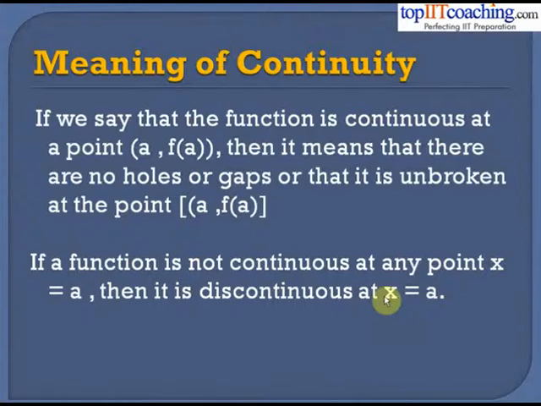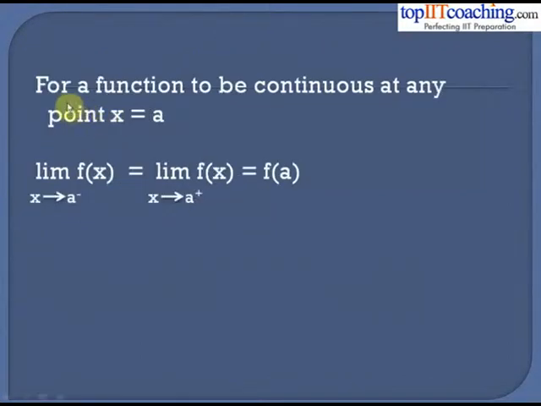So the condition for any function to be continuous at a point x equal to a is that the left hand limit should be equal to the right hand limit, which is equal to f of a. Once again, for a function to be continuous at any point x equal to a, the left hand limit is equal to the right hand limit is equal to f of a.